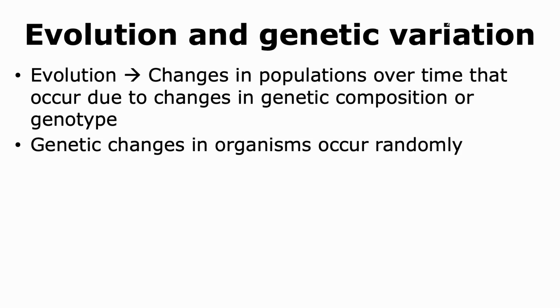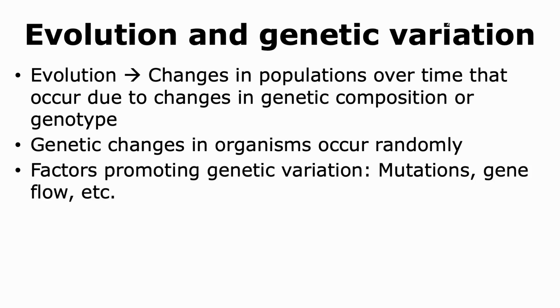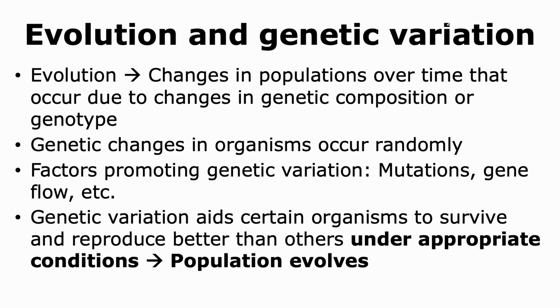The genetic changes in organisms of a population can occur randomly. There are different factors that can promote genetic variation in a population, which include mutations, gene flow, mating patterns, etc. Having genetic variation in a population is important because it aids certain organisms in the population to survive and reproduce better than others under appropriate conditions. This allows the population to evolve and ultimately for species to form.